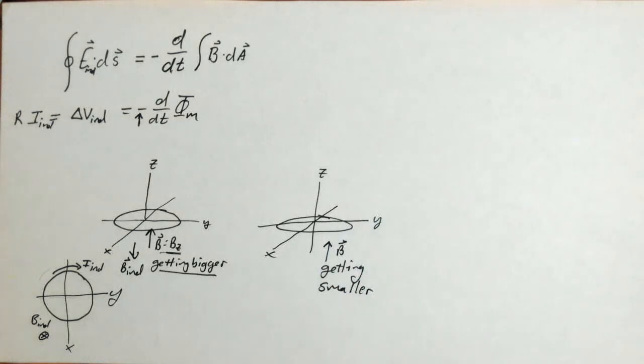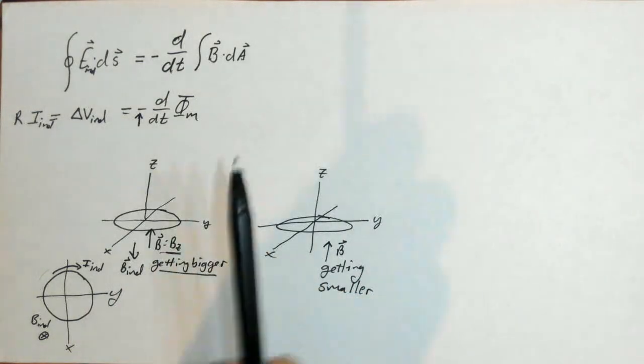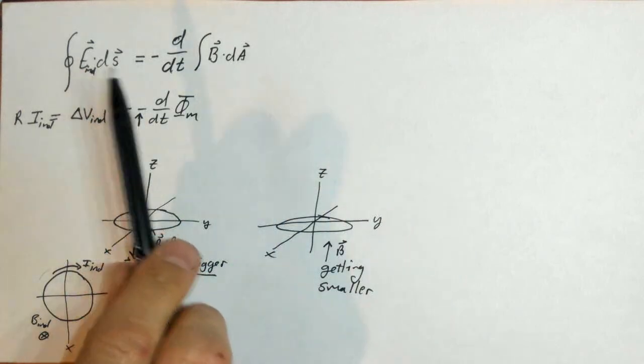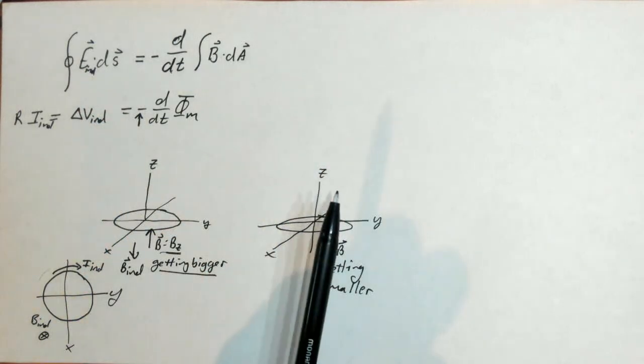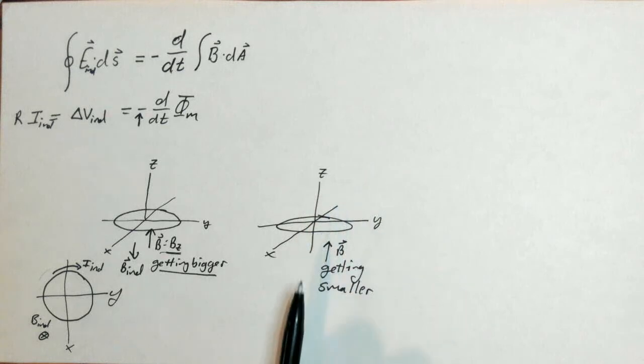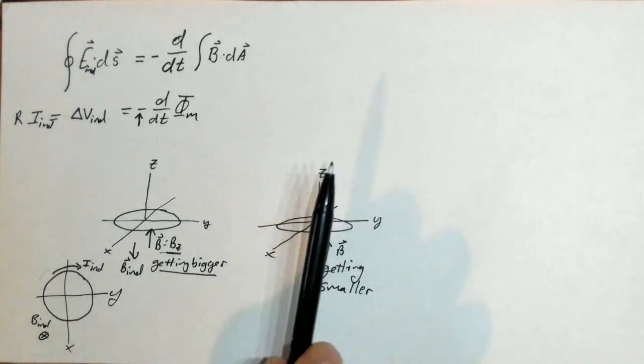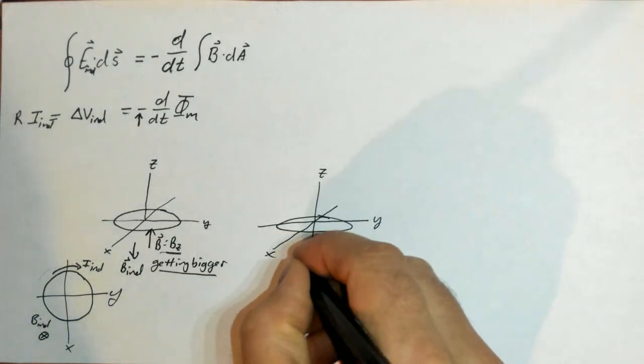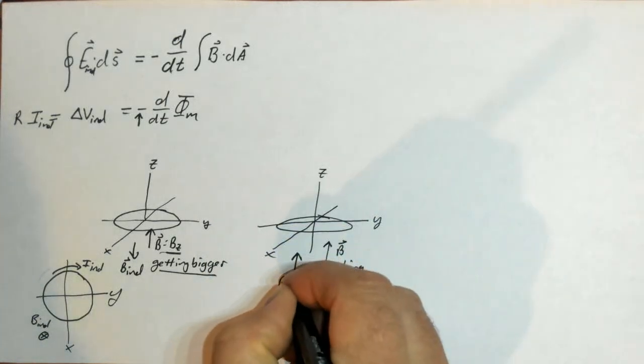All right? If it's up but getting smaller, well, the induced fields don't want that. They want to oppose it getting smaller. So instead of it getting smaller, they want to add to it. They say, don't get smaller, let me add to it. So they try and add to it. So the induced B field is up.